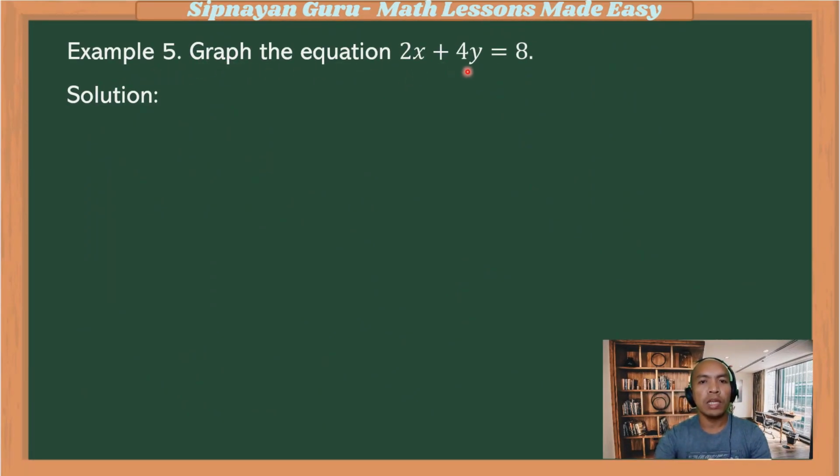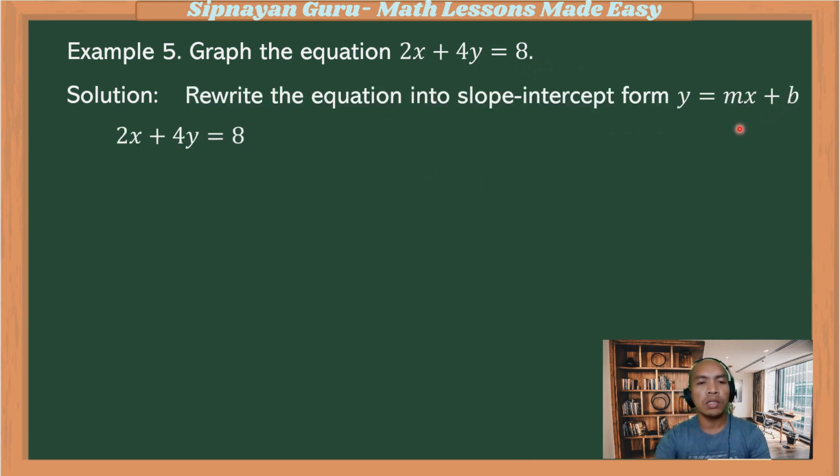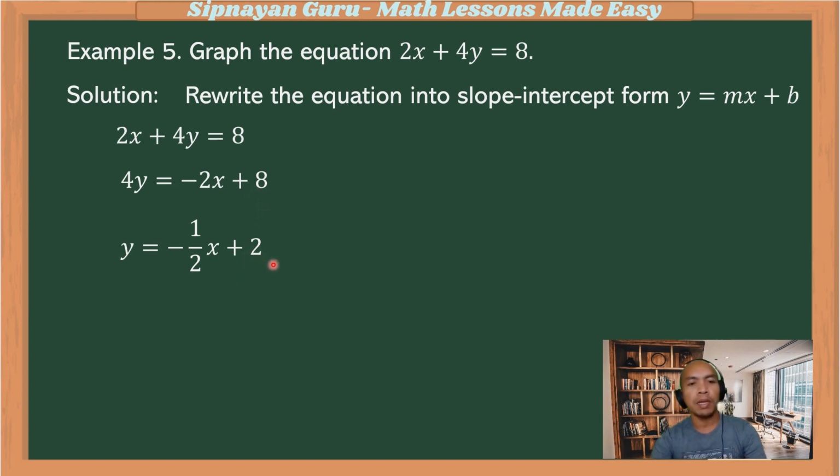Graph the equation 2x plus 4y is equal to 8. Rewrite first the equation into the slope-intercept form. 2x plus 4y equals 8. So 4y equals negative 2x plus 8, transposing 2x to the other side. Divide both sides by 4. So 4y divided by 4 is y. Negative 2x divided by 4 is negative 1 half x. Then positive 8 divided by 4 is positive 2.